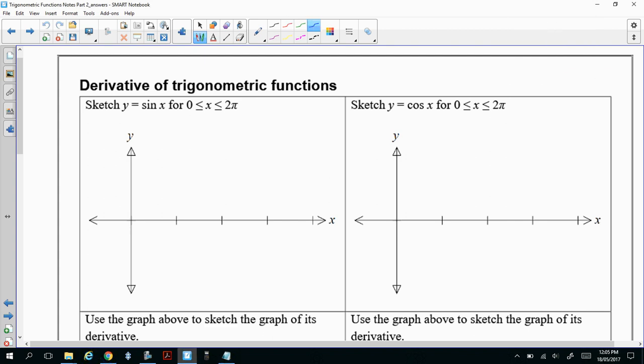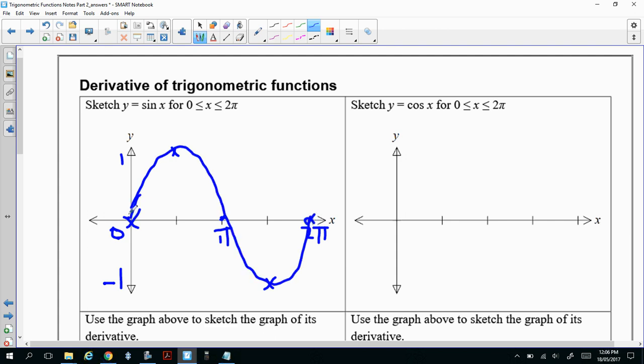So 0 doesn't work. And then you've got 1 and -1, 0, 2 pi, pi. That would be enough. Okay, so you get a sine graph.